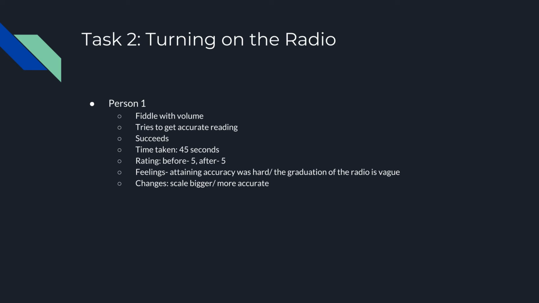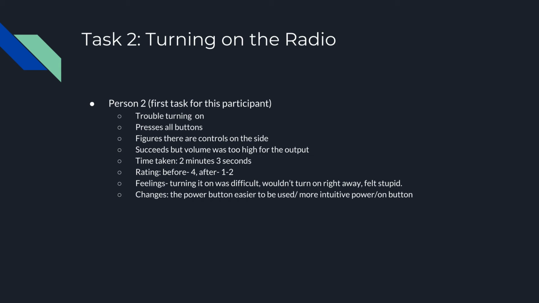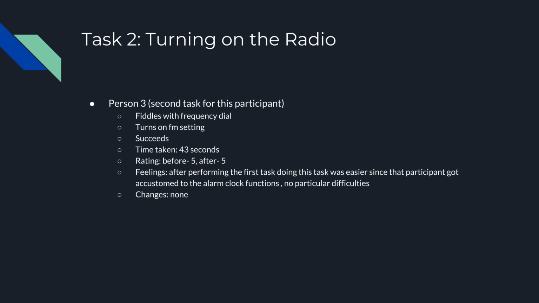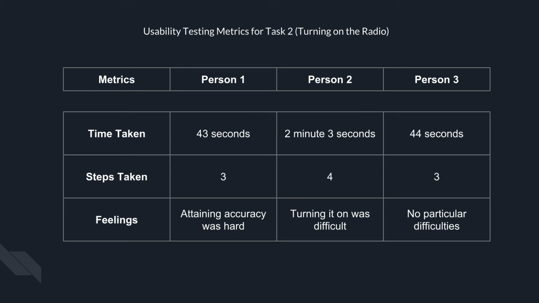As for task 2, which was turning on the radio, participant 1 succeeded easily but had trouble attaining accuracy of the frequency, whereas the second participant had difficulty turning on the radio. The third participant did not have any difficulties while completing this task and was of the opinion that radio mechanisms needed no change. It is evident from the usability metrics of task 2 that this task was relatively simpler or more intuitive than the rest, apart from the fact that attaining accuracy was an issue.